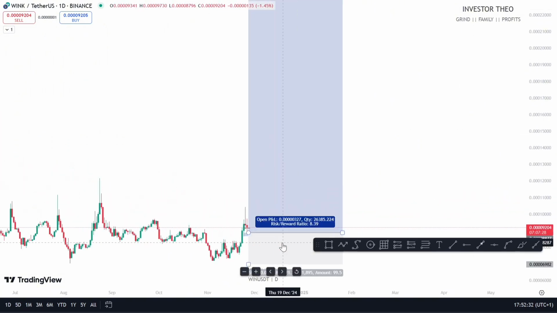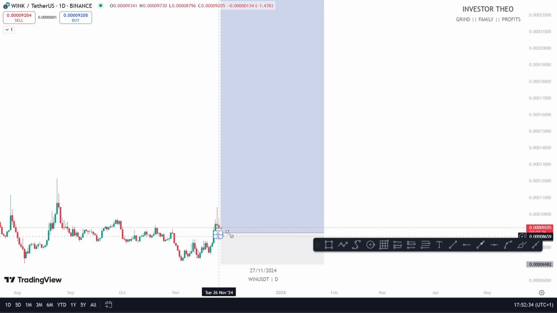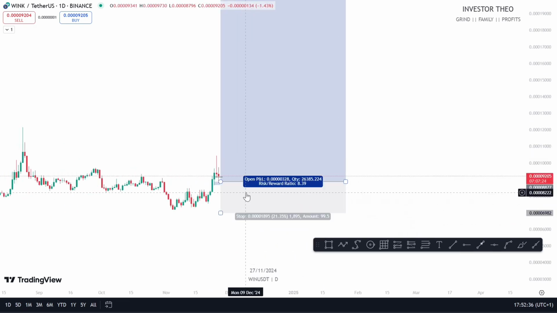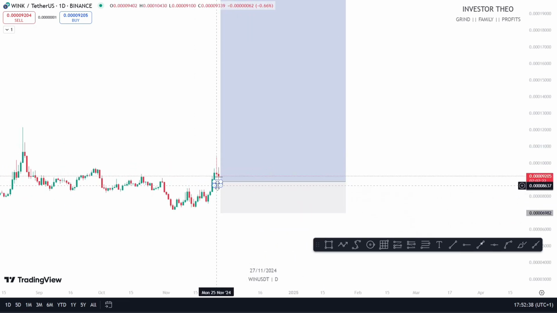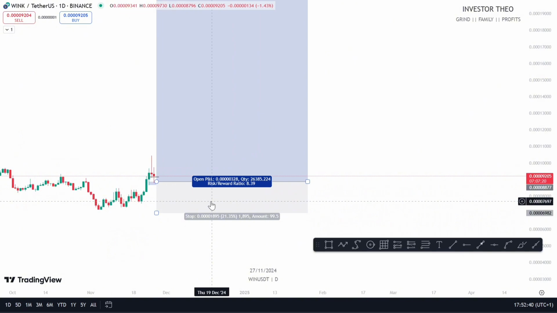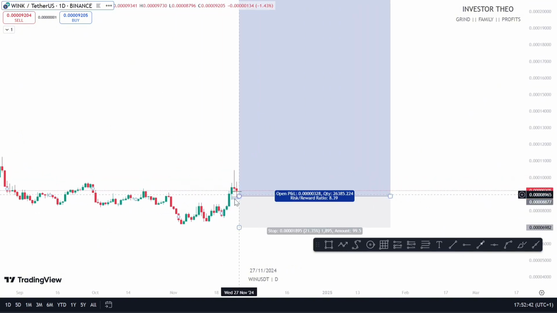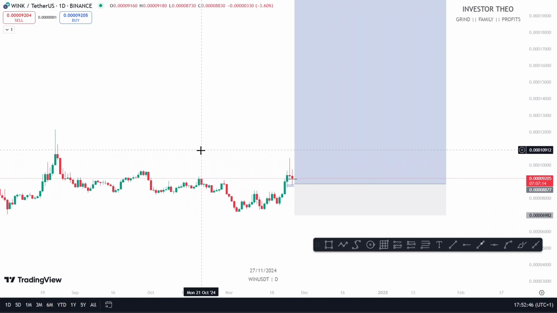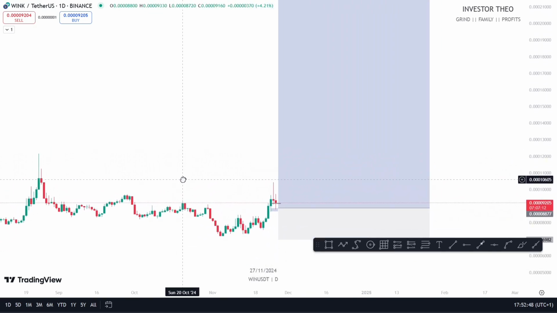This WIN USDT, I missed this entry because I think I was asleep. I was about to sleep, and I told myself I'll place buy limits position. I didn't place buy limits. So yeah, the market's already going up, leaving me behind. So sad. Alright. But yeah, that was the WIN USD position.